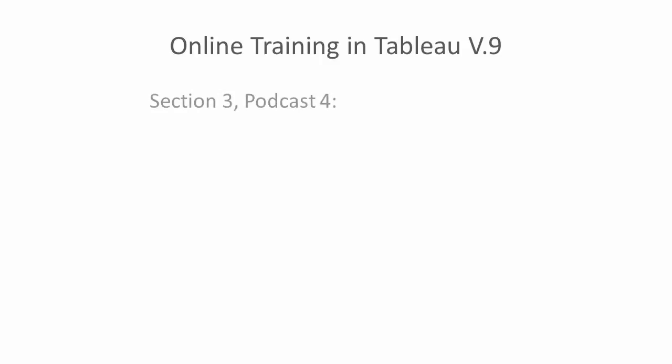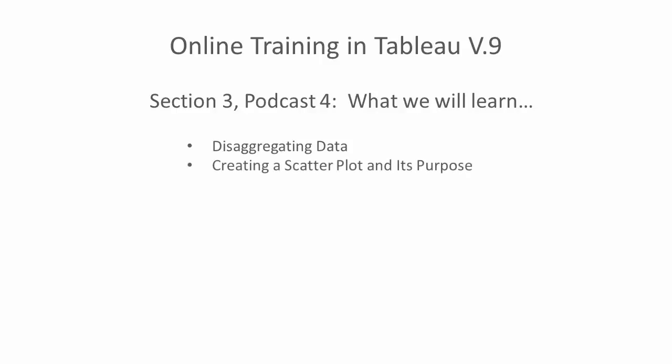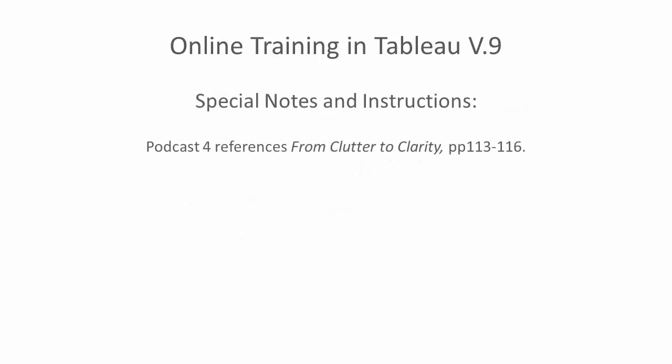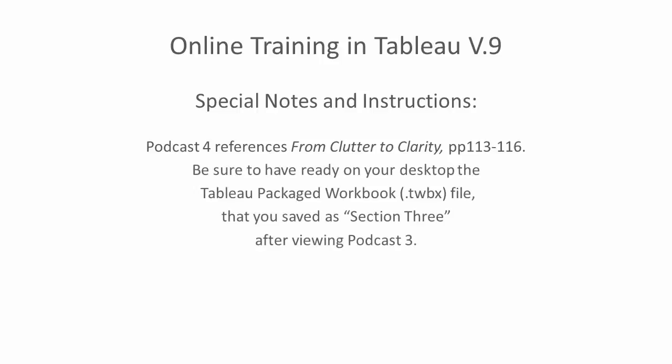Welcome to Section 3, podcast number 4, the focus of which is scatter charts. The various stages include disaggregating data, followed by the creation of a scatter plot after doing so, and the purpose of a scatter chart. And then we'll create small multiples with trend lines, step number 4, and ultimately to show and identify outliers. The content of this particular lesson can be found in your manual, pages 113 to 116, and of course the associated Tableau package workbook.